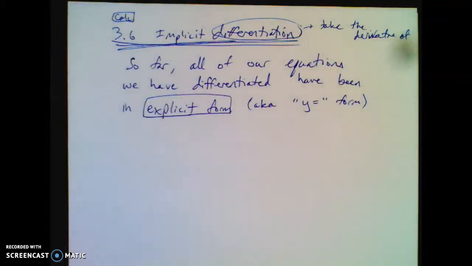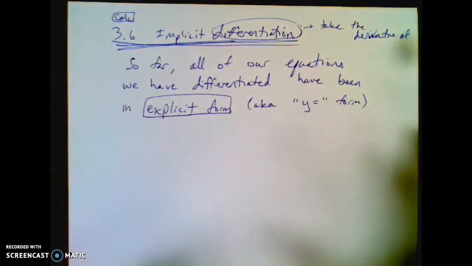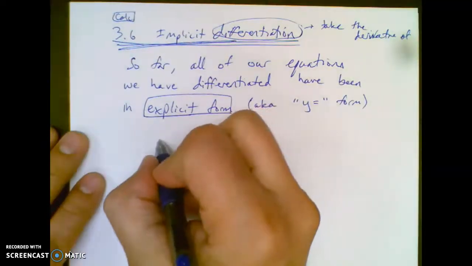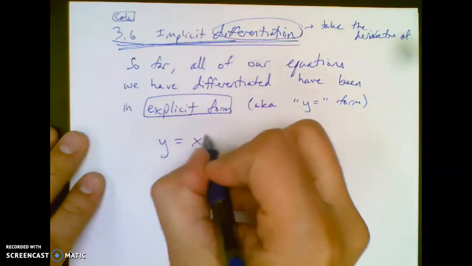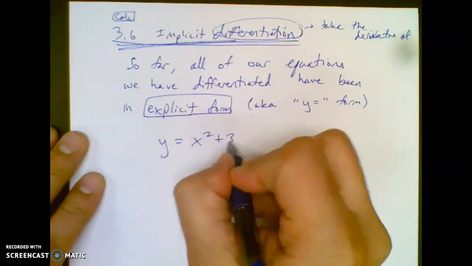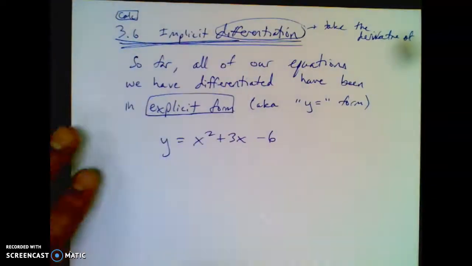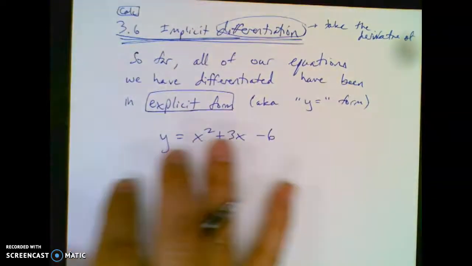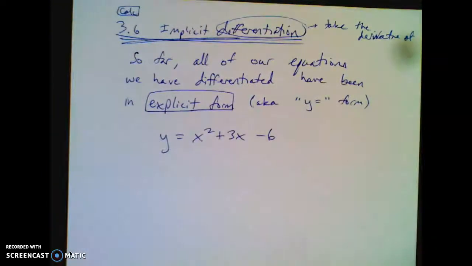No, explicit is when it's in y equals form when you start a problem. Everything we've done has been in y equals before we started it, or f of x, but basically there's only one type of letter on one side and another type of letter on the other. So for instance, if I looked at this guy, it's in explicit form because it's y equals, right? And all the other junk's on the other side.